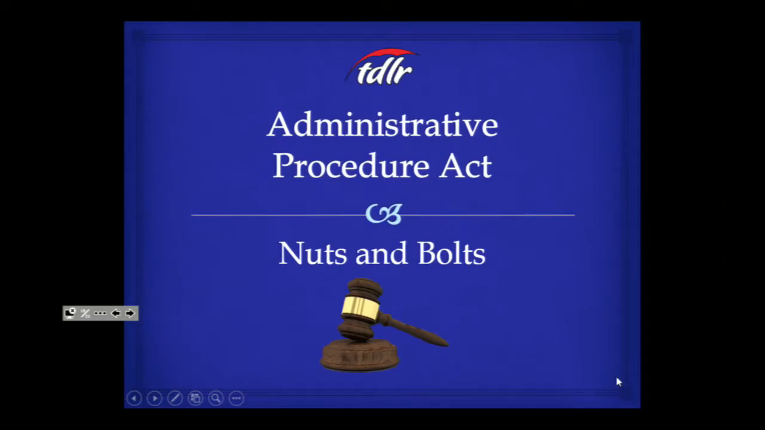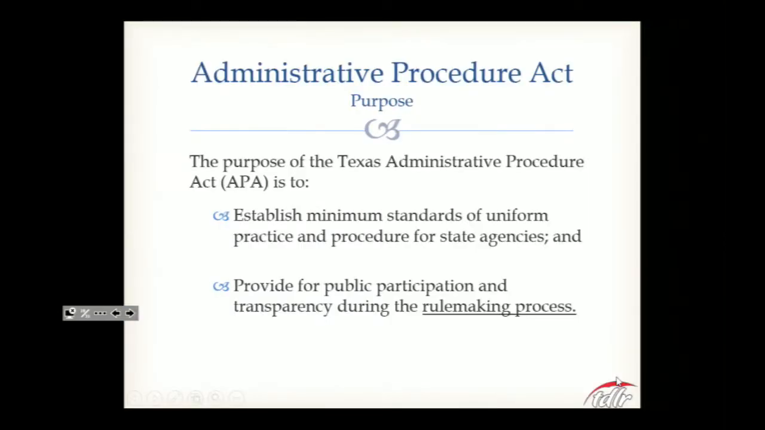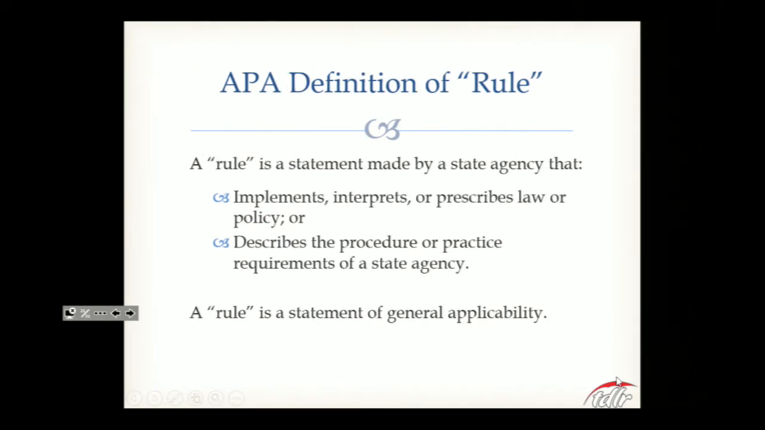We'll just talk briefly about the Administrative Procedure Act, primarily rulemaking. So the purpose of the Administrative Procedure Act, we'll call it the APA, is to establish minimum standards of uniform practice and procedure for state agencies and to provide for public participation and comment and for transparency during the rulemaking process. Now, a rule, as I'm sure you're aware, is a statement made by an agency that implements, interprets, or prescribes law or policy, or describes the practice or procedure requirements of the agency.